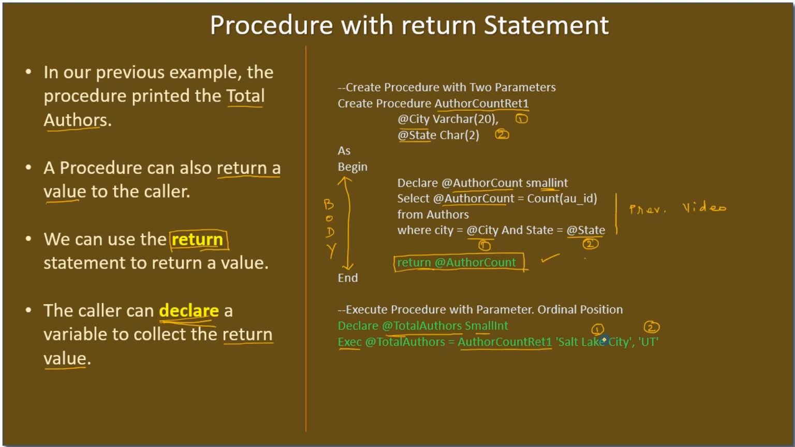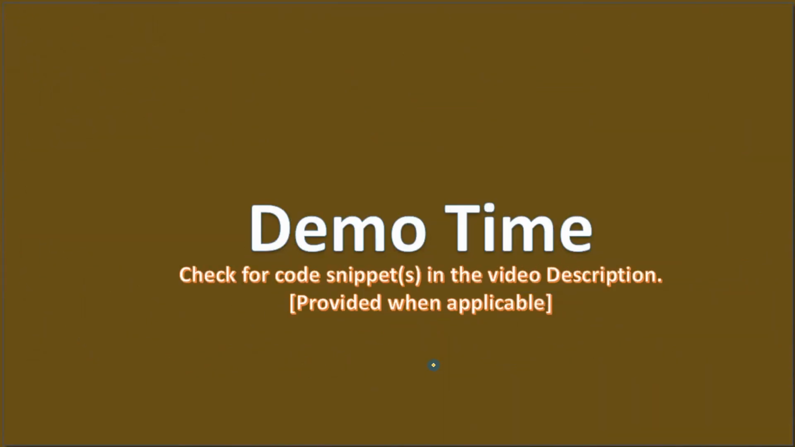Author count procedure, first parameter, second parameter, it will go here. It will participate in the body, collect the total number of authors and return that. This complete procedure execution is now returning a value, and that value is stored here in total authors. Finally, we print the value, whatever is there, total authors. All right, now let's go to the demo.